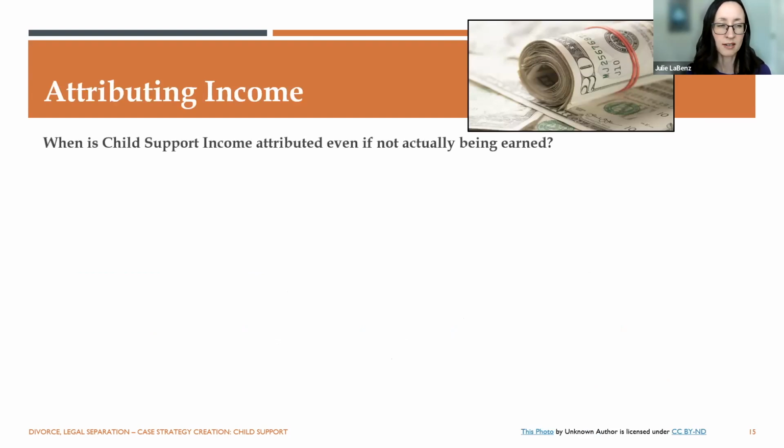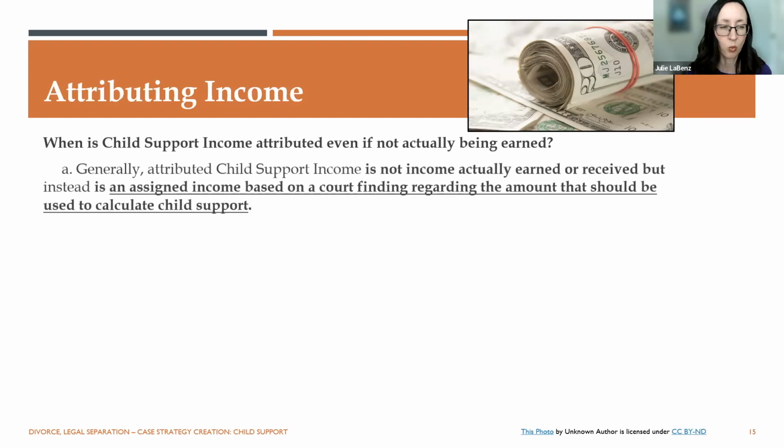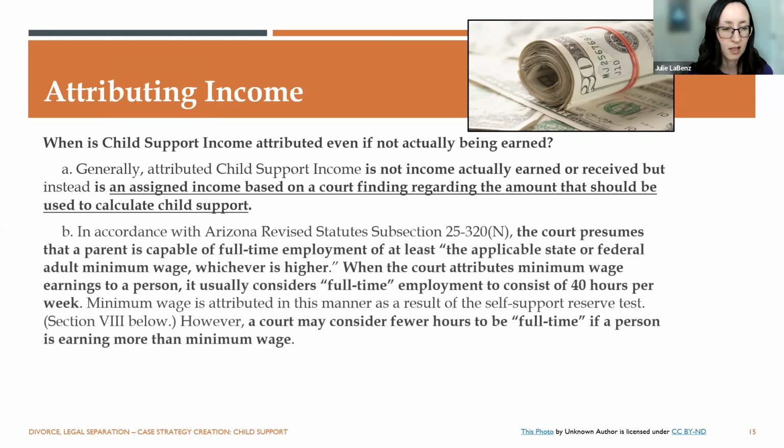That's where we can get into this concept known as attributing income. So when is child support income attributed, even if it's not actually being earned? Generally, attributed child support income is not income actually earned or received, but instead is an assigned income based on a court finding regarding the amount that should be used to calculate child support.